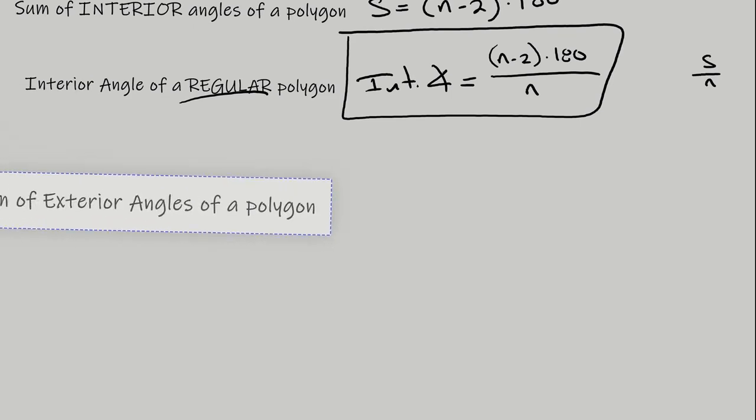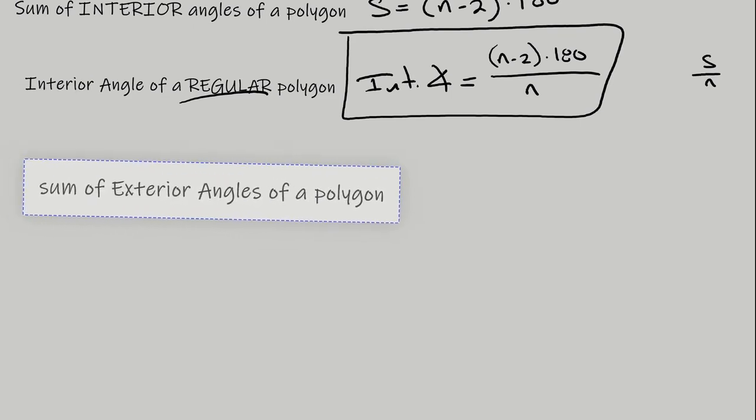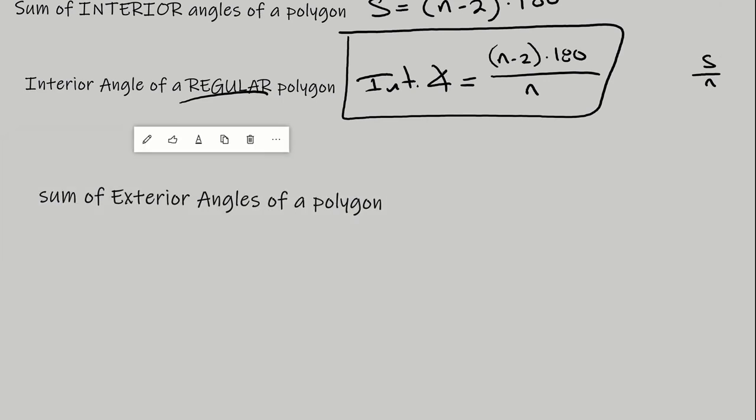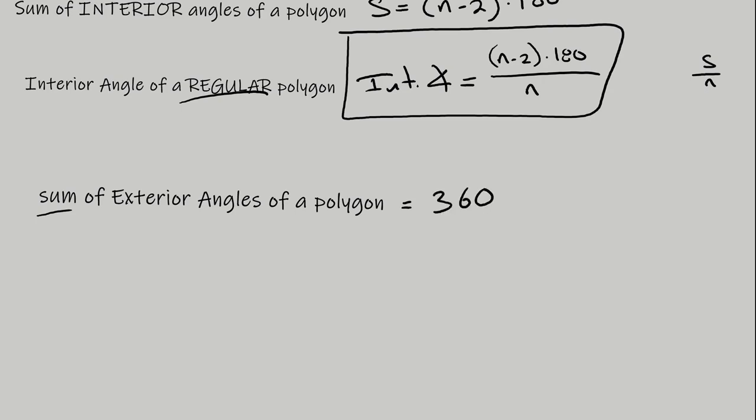We also talked about the sum of the exterior angles of a polygon, and it didn't really matter what the shape of the polygon was, because the sum of the exterior angles was always going to be equal to 360 degrees no matter what. And so we get a little bit more from this.